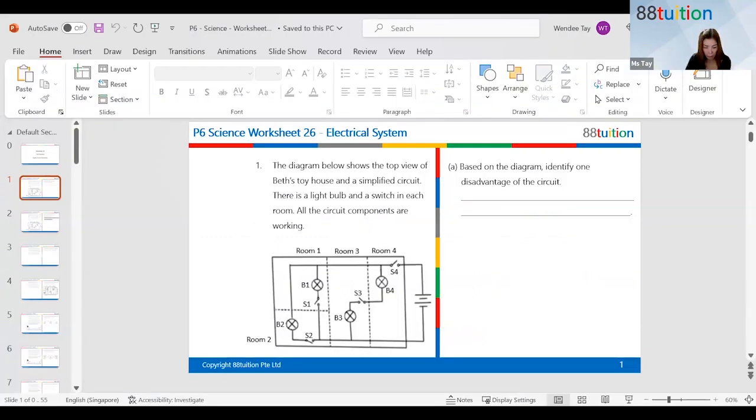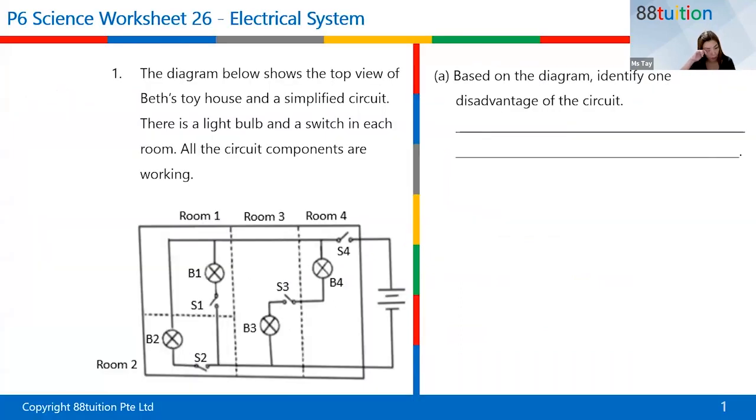Okay, this is question 1. Already the topic is given to you, electrical system. The diagram below shows the top view of Beth's house. It's a toy house and a simplified circuit. There is a light bulb and a switch in each room. All the circuit components are working. So based on the diagram, identify one disadvantage of the circuit.